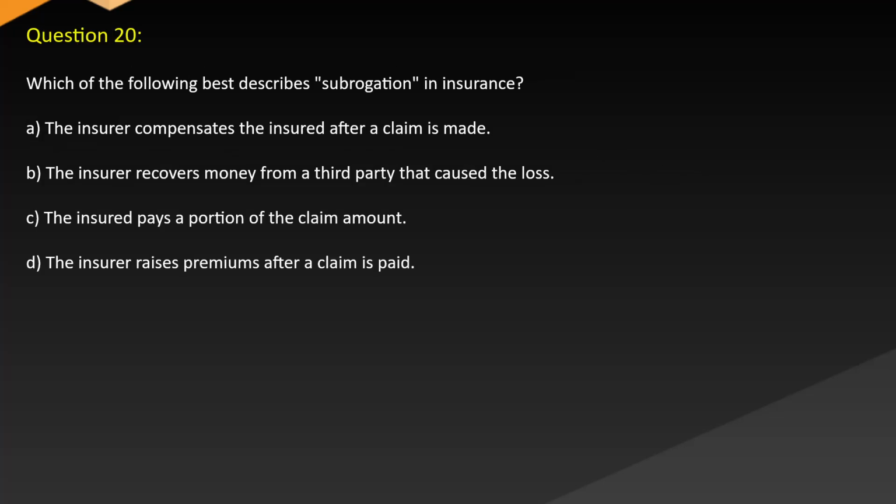Question 20. Which of the following best describes subrogation in insurance? A. The insurer compensates the insured after a claim is made. B. The insurer recovers money from a third party that caused the loss. C. The insured pays a portion of the claim amount. D. The insurer raises premiums after a claim is paid.